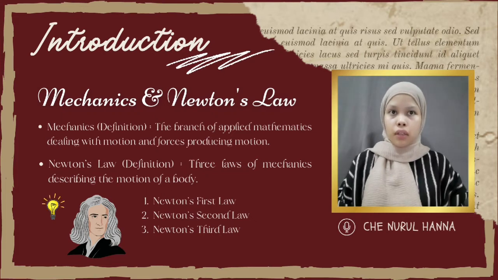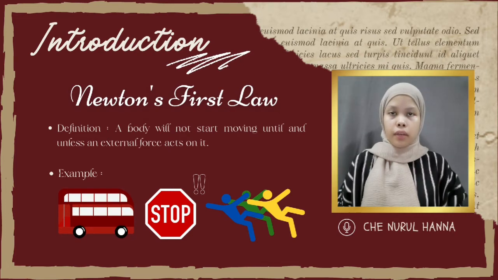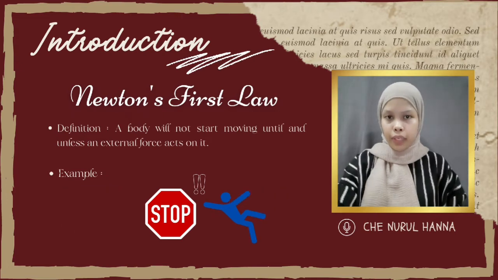In general, Newton's laws are defined as three basic laws of classical mechanics that describe the relationship between the motion of an object and the force acting on it. The three types of Newton's law are: firstly, Newton's first law. It is when a body will not start moving unless an external force acts on it. Once it is set in motion, it will not stop or change its velocity until some force acts upon it once more. The first law of motion is sometimes also known as the law of inertia. For example, when the bus stops suddenly, people fall forward.